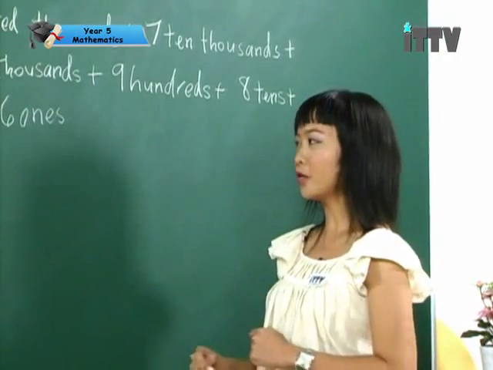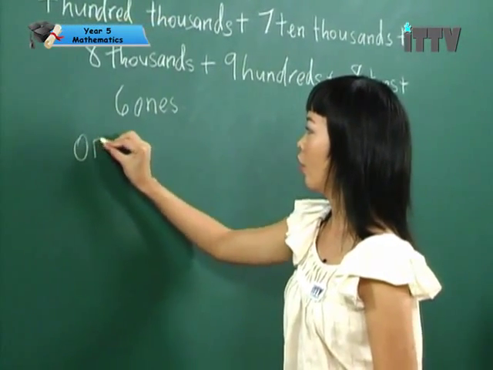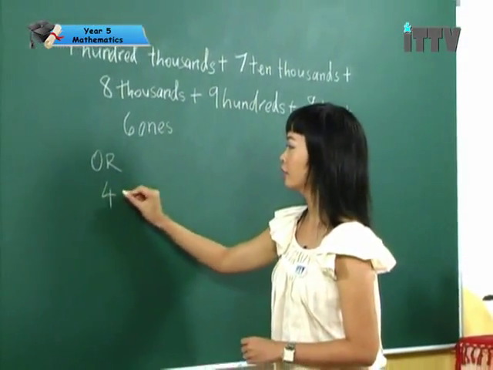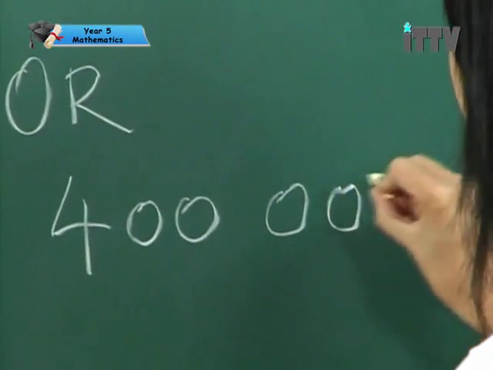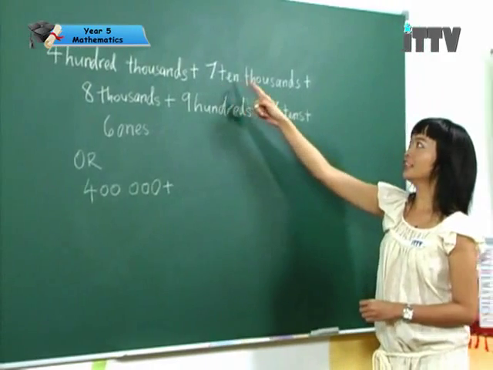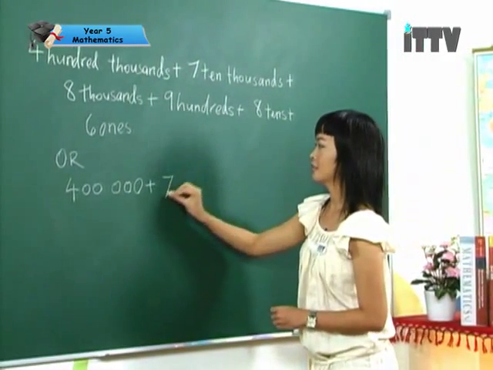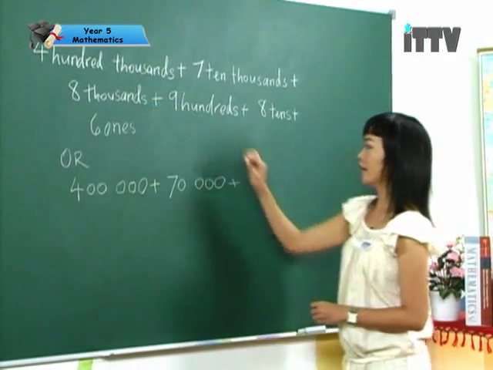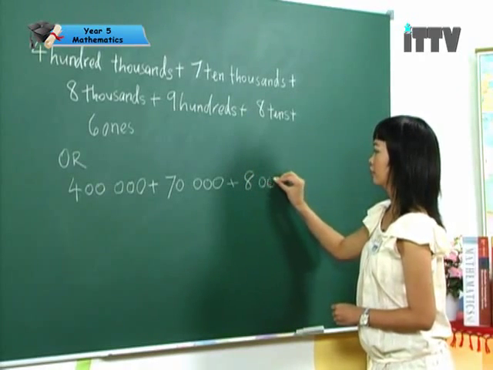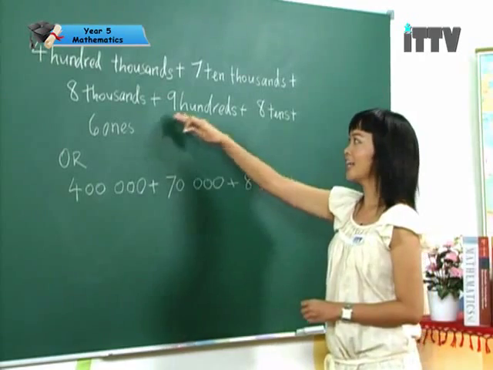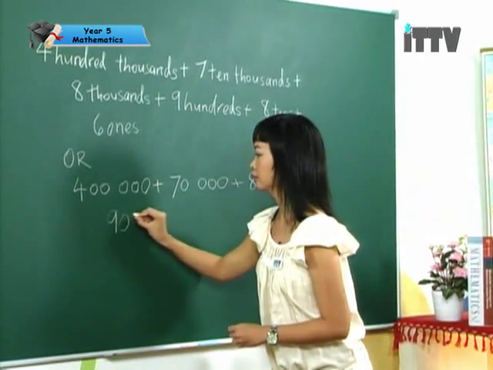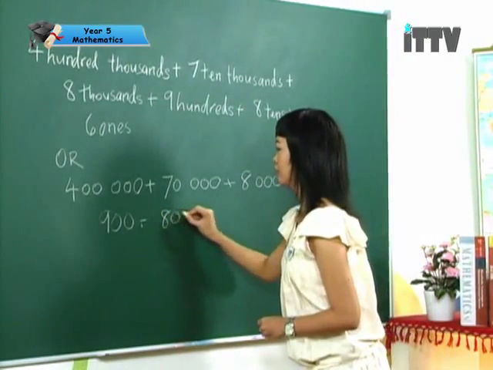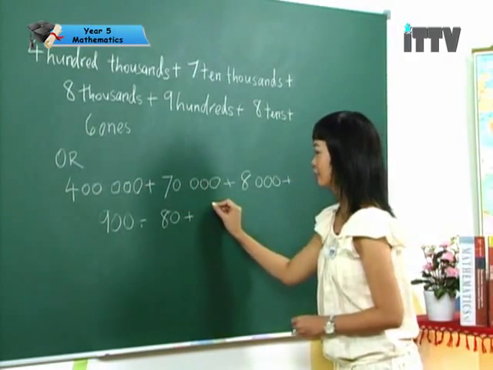You can also write it in another way. If you write it in numerals, you have 400,000 plus 7 10,000s. That's 70,000 plus 8,000 plus 900s plus 8 tens. That's 80. How many ones? 6.